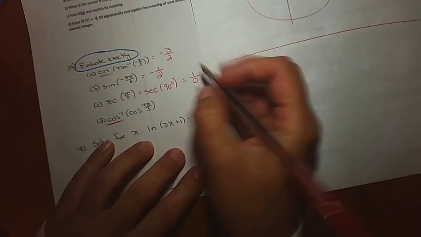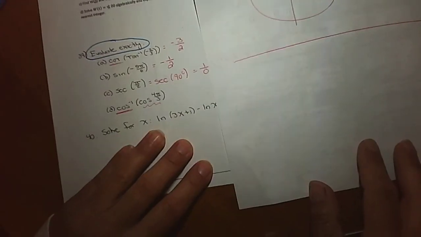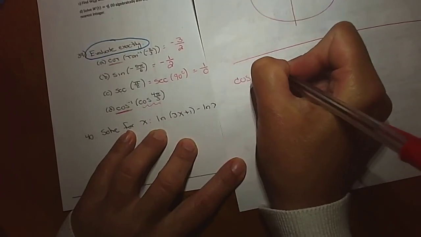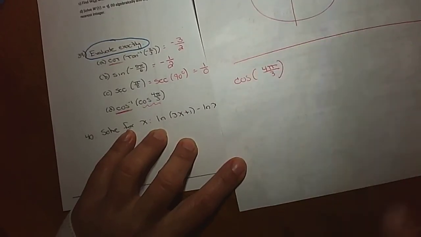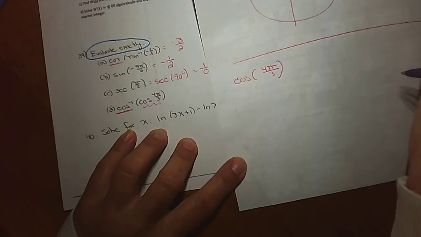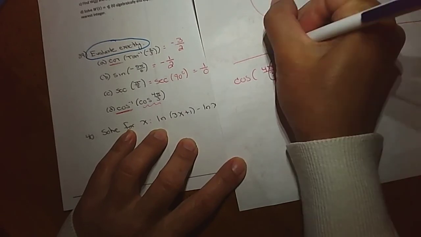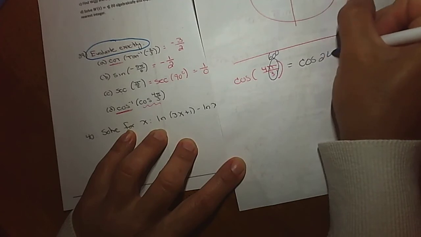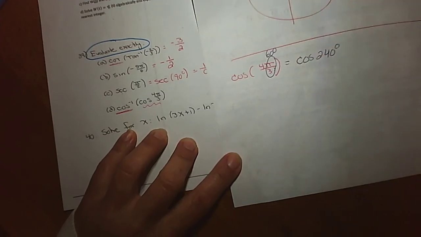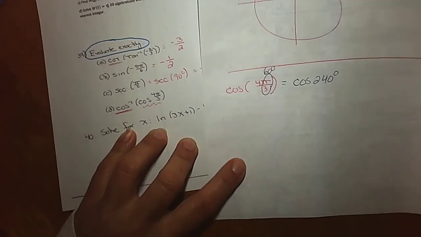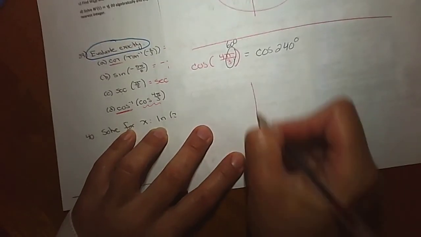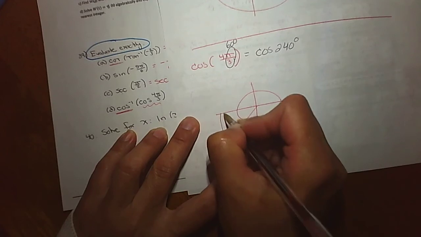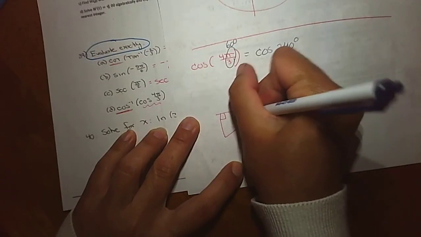So I'm going to start off with the interior, cosine of 4 pi over 3. I'm going to do this work first. Pi over 3 is 60 degrees, so this question is asking about cosine of 240 degrees. So 240 puts me to here, and the reference angle is 60.